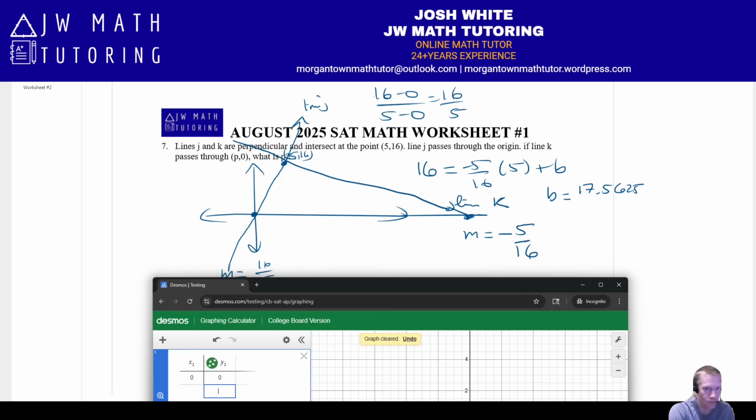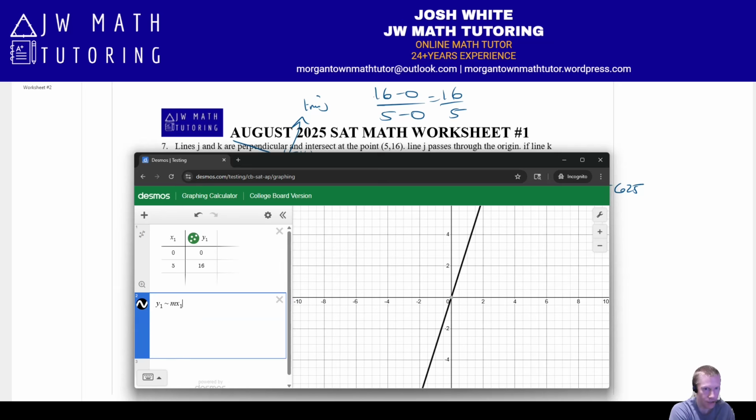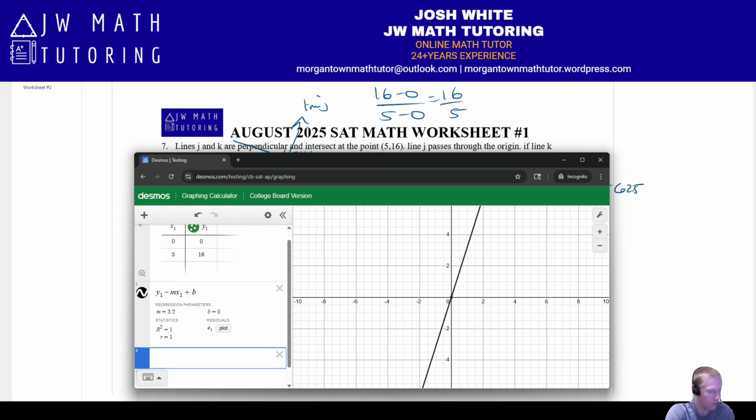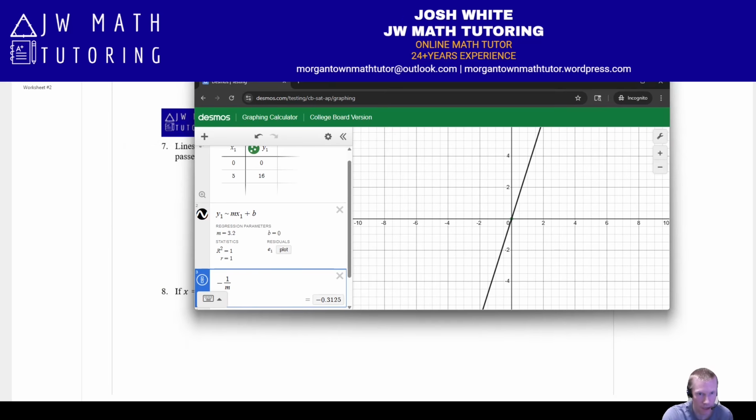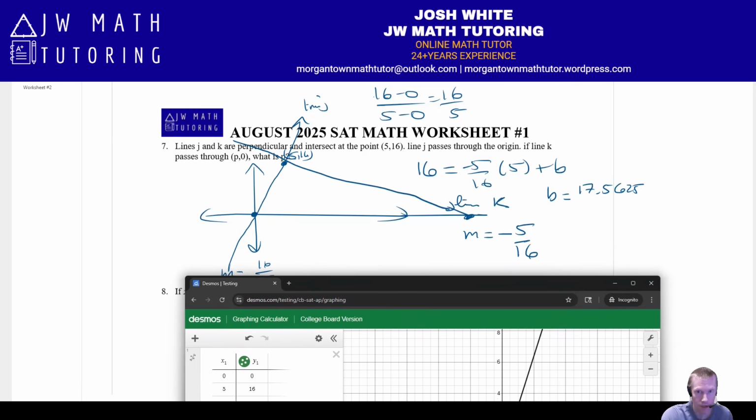So again, if you wanted to do the part for line J, we put in 5, 16, we put in 0, 0. I'm going to type the linear regression. Okay, so we get its slope as 3.2. That's equivalent to 16 over 5. Now, the slope of k will be negative 1 over that, which is right there, negative 5 over 16, or negative 0.3125.